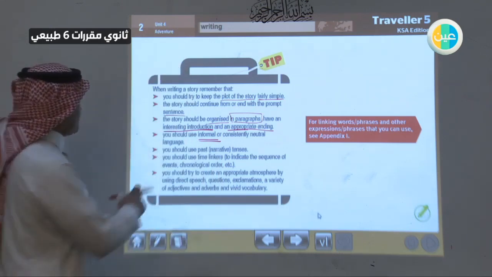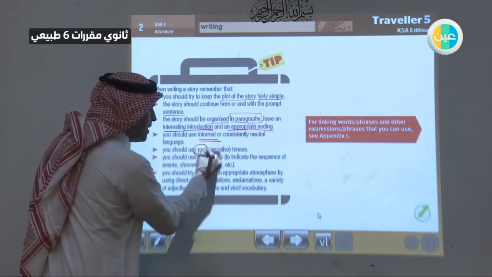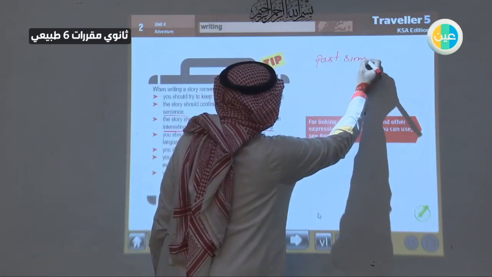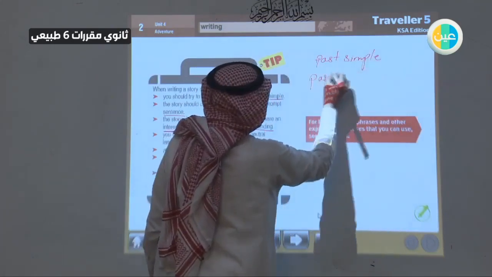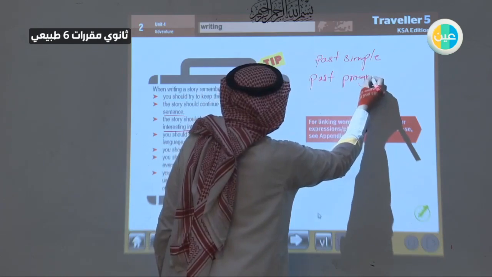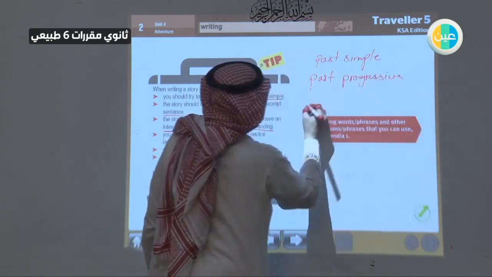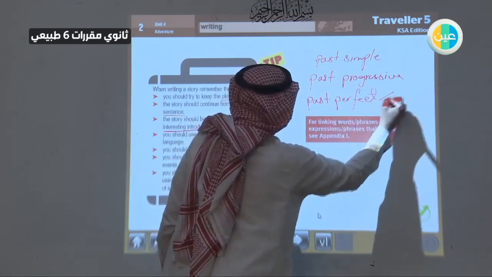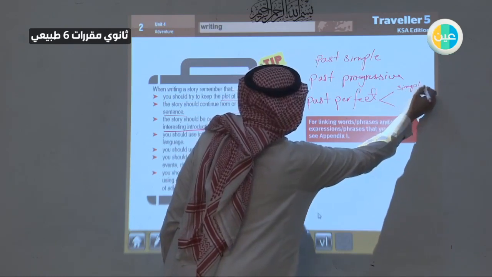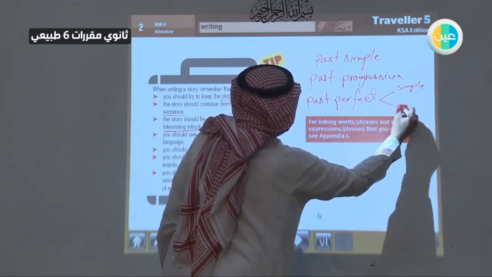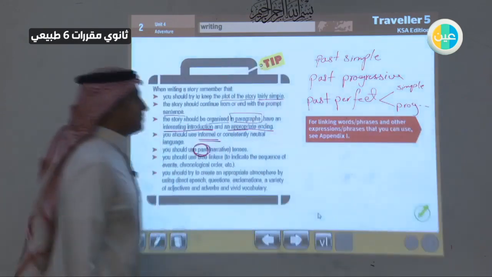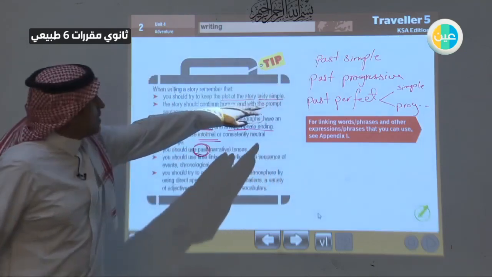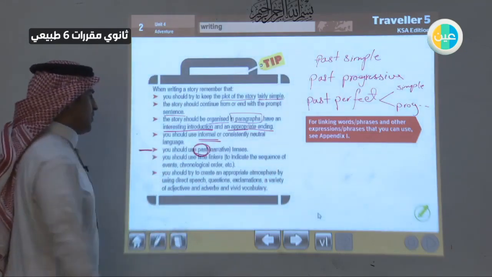And after that, you should use past tenses. Don't forget, guys: past simple, past progressive, past perfect. We have past perfect simple, and we also have the progressive. Okay, these are tenses that we use in the story.